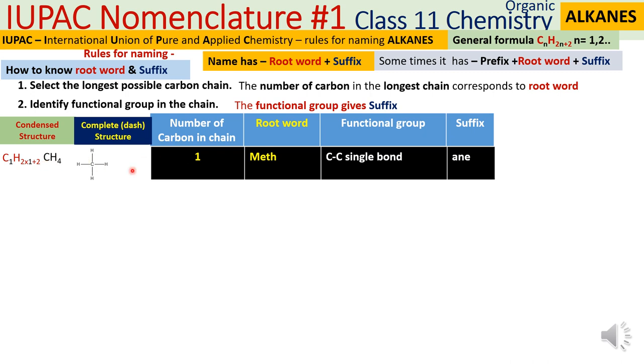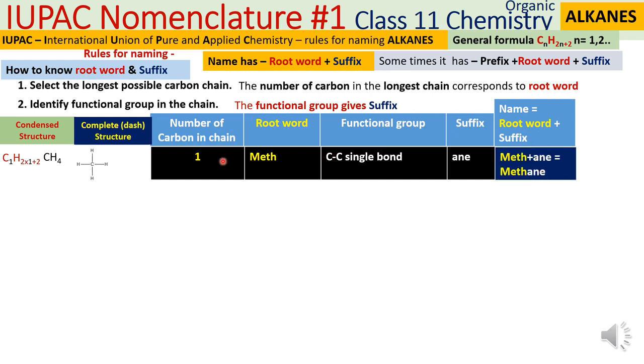From this, now here it has only one carbon atom in this chain. The longest chain is only one carbon. The root word for one carbon is meth. Meth is the root word and it has only a single bond. The suffix is ane. So meth is the root word, and the suffix for this is ane. Thus the name of CH4 is methane. Meth plus ane, root word plus suffix. This is the naming of the compound containing one carbon.